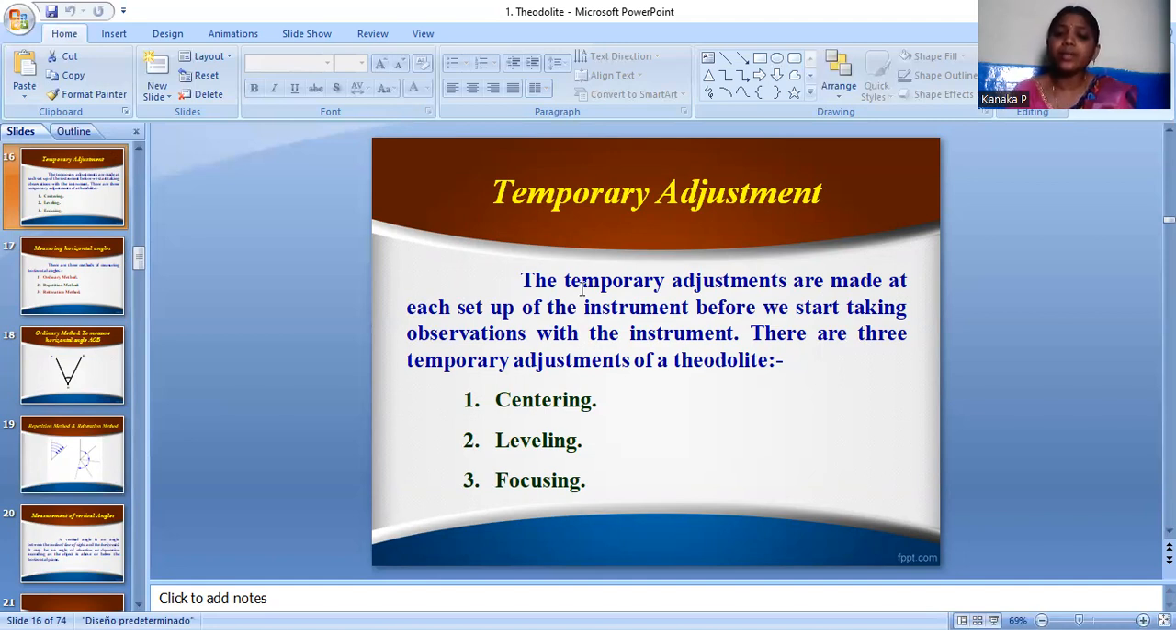That's the process by which the instrument is set out exactly over the station point. At the time of leveling by leg adjustments itself, the correct centering should be done by suspending the plumb bob. Next one is leveling. Before starting the leveling operation, it should be ensured that the foot screws are brought to the center of the run.